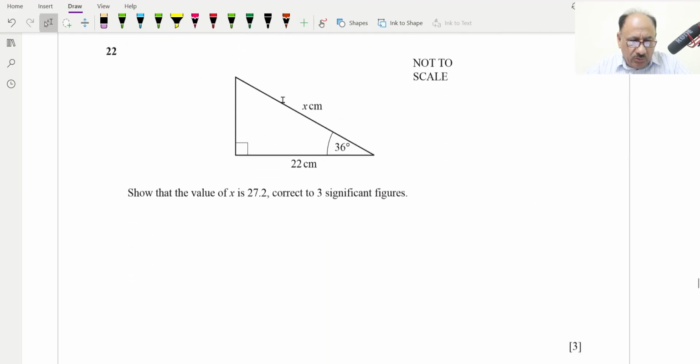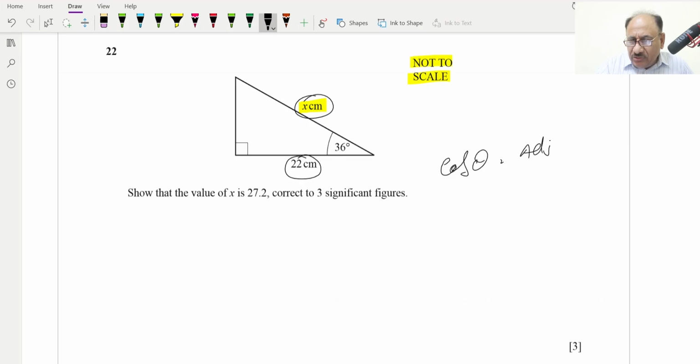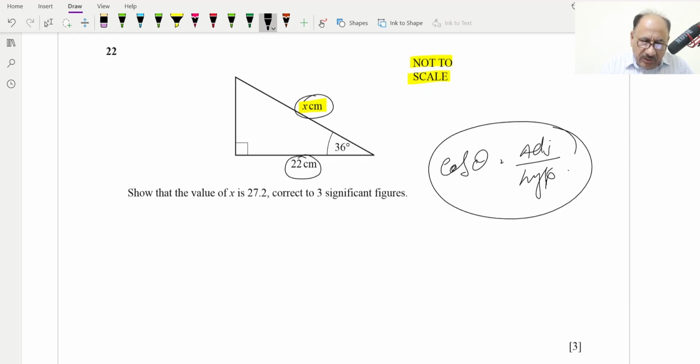Question number 22, this is a trigonometry question. Triangle is provided which is not to scale, means we can't measure the angles and lengths, and this side is x, which we have to find. So we can write adjacent, which is 23 over hypotenuse, and adjacent over hypotenuse is what? Is cos theta. So cos theta is equal to adjacent over hypotenuse, and this result of trigonometry we will be utilizing, and we have to show that the value of x is this one, correct to 3 significant figures.